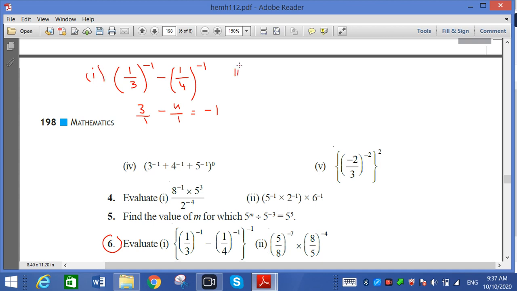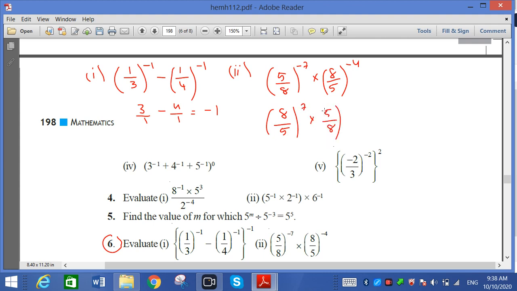Now the second sum: 5 the power 8 upon minus 7 into 8 upon 5 the power minus 4. Again my negative power is there, we have to change. 8 upon 5, power 7. Here 5 upon 8, power 4. Now we have to open the bracket, that is 8 the power 7 upon 5 the power 7, 5 the power 4 upon 8 the power 4.